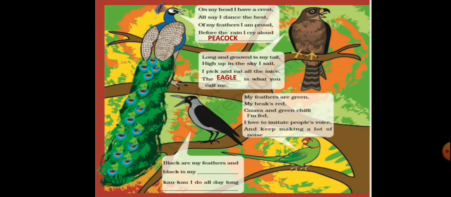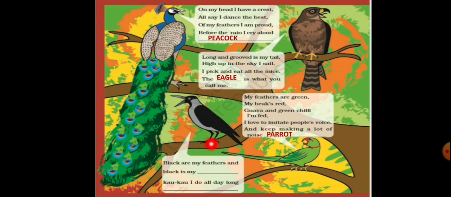Now, let us go to the third box. Here is the third box, and the arrow is towards this bird. Let us check what this bird is saying. My feathers are green, my beak is red. Guava and green chilies, I am fed. I love to imitate people's voice and keep making a lot of noise. Who am I? Who is this bird? Lovely. That is a parrot.